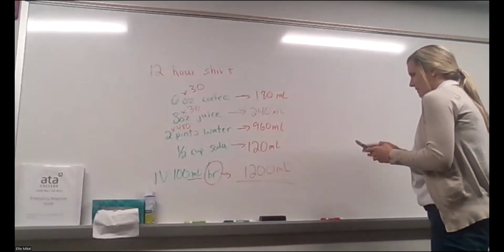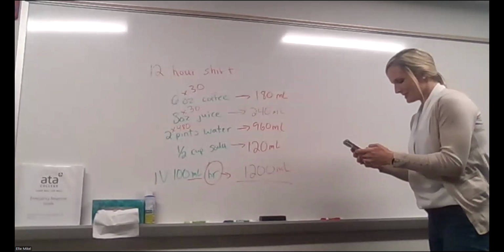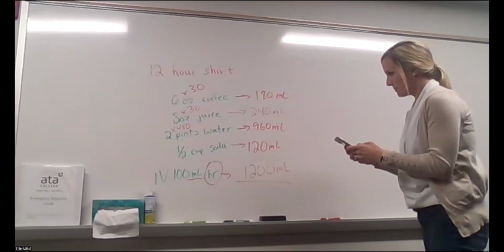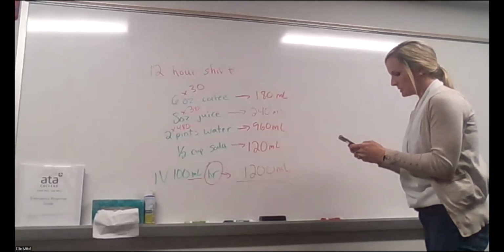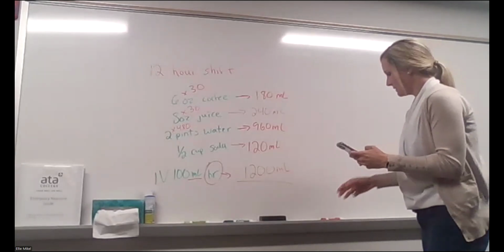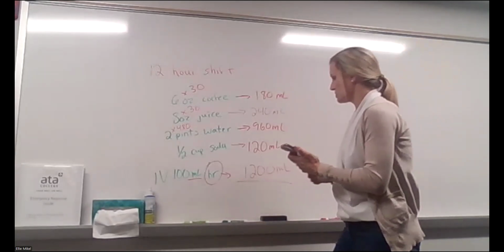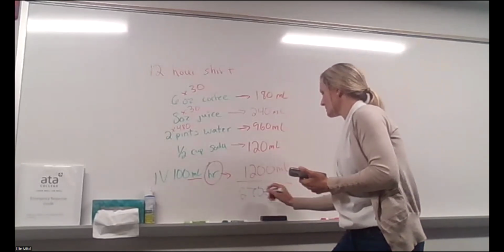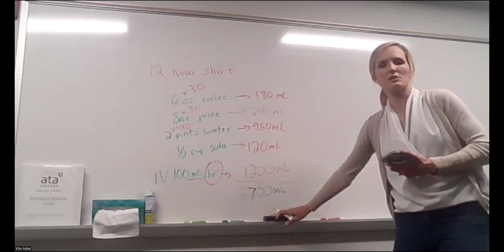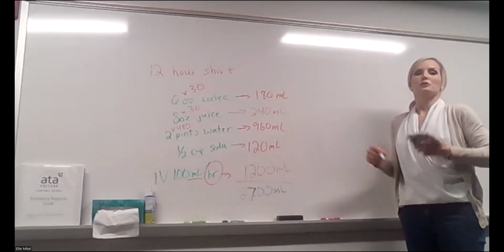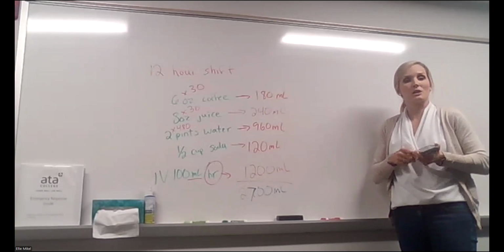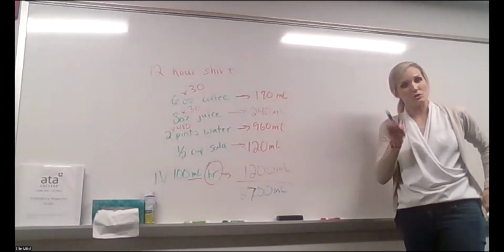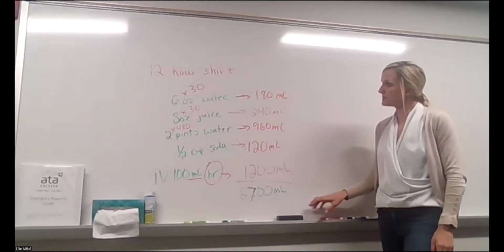All right. There it is. 180 plus 240 plus 960 plus 120 plus 1,200 gives us a total at the end of this shift. This patient had 2,700 milliliters at the end of this shift. So that's a big reason why making sure we get all these conversions down is pretty important. So don't forget to stay on top of those measurement conversions.